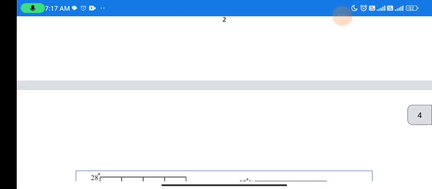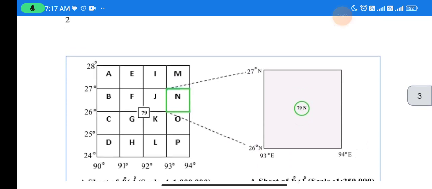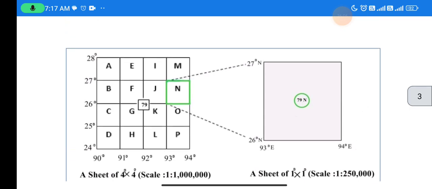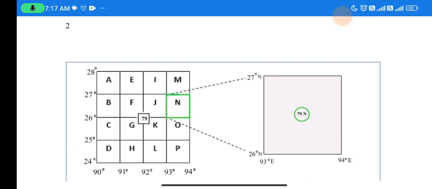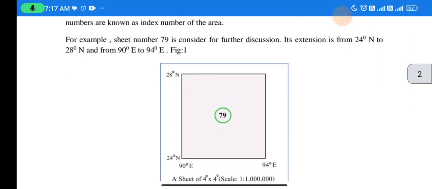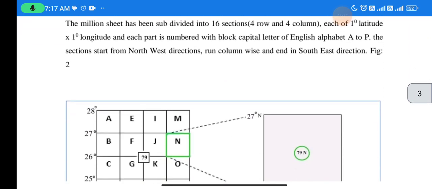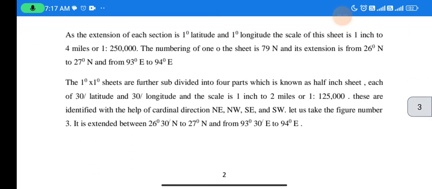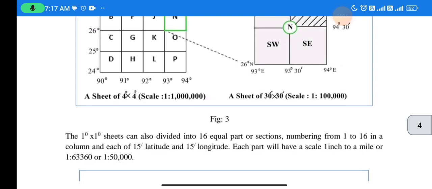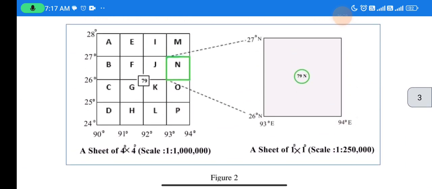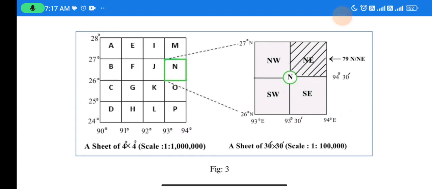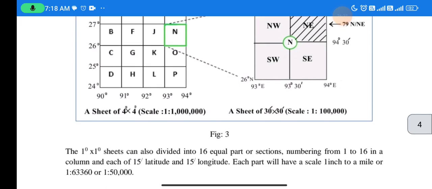Okay, let us see again. This is divided into, so this is 1 inch to 4 miles, because we divided into 4. So this is 1 inch to 4 miles, and then 1 inch to 4 miles is getting divided into 4 parts again. I mean 2 parts. But 70, it is not considered here, na?